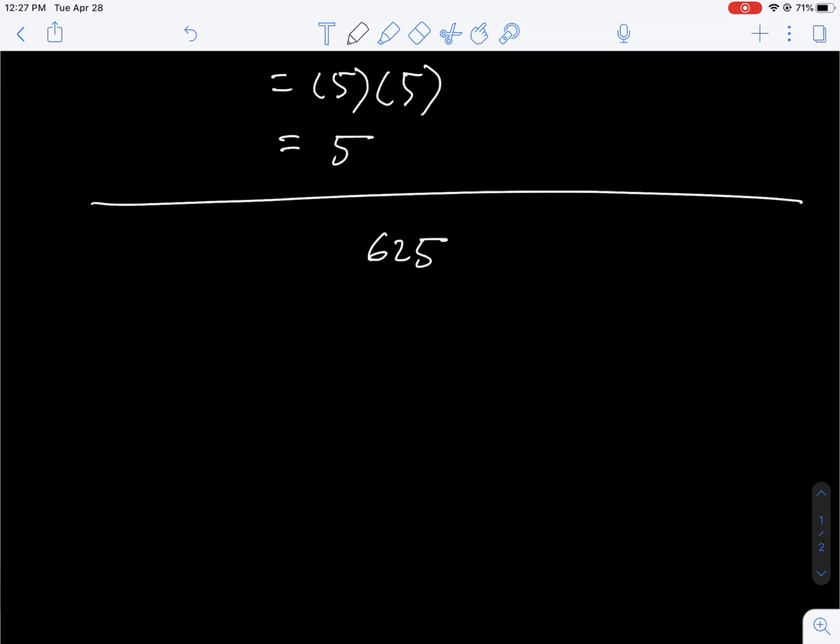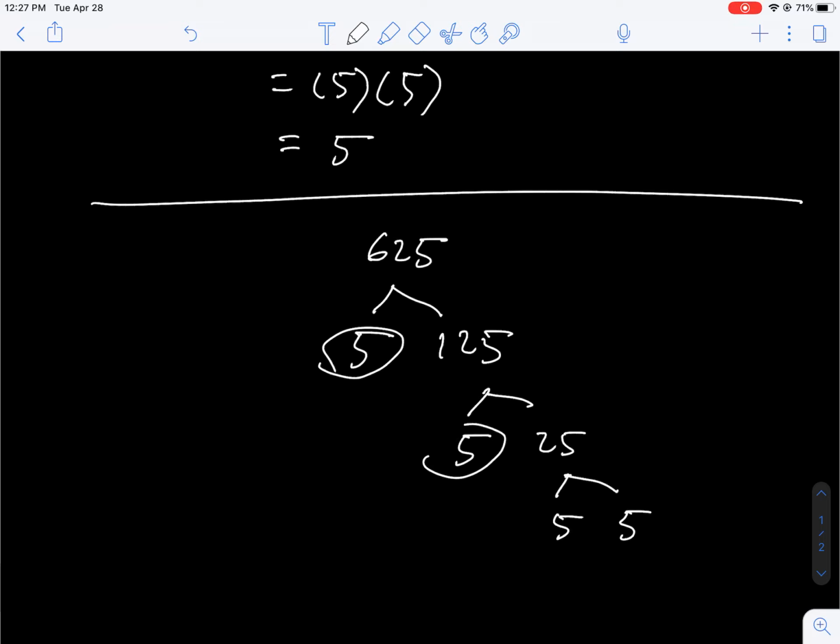So I'll start with prime numbers, and I will divide this by 5. So if I divide 625 by 5, I'll get 125, and looks like I can divide it by 5 again, and I will get 25. I can divide 25 by 5 again, and I will have 5. Okay, so these are all prime factors. I've got 5, 5, 5, and 5. Let us write it down. We got 5, 5, a third 5, and a fourth 5.